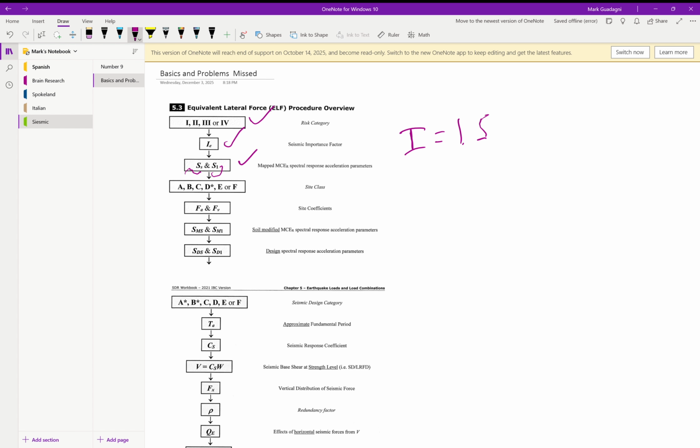Then your site class. Site class is a function of whether you're in San Francisco on Bay Mud where the material is very soft and jiggles a bunch, versus if you're in Piedmont on a rock foundation, that would be site class A or B. Ideally, you want A or B. However, sometimes you have to build in waterfront areas where the soil is not that good, and then you have to use site class E.